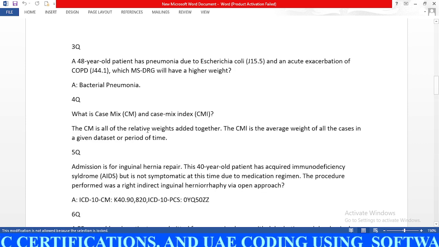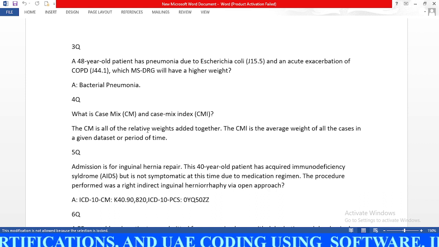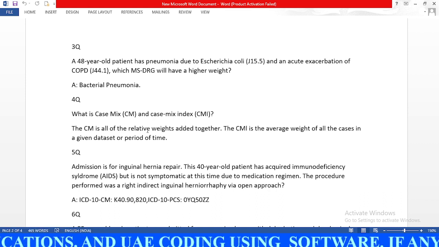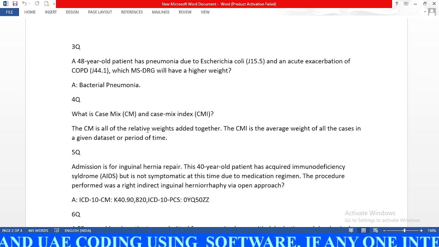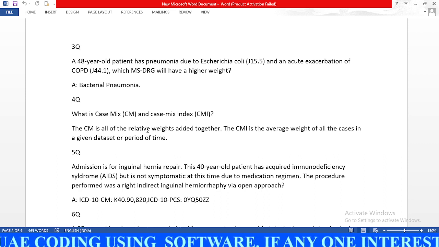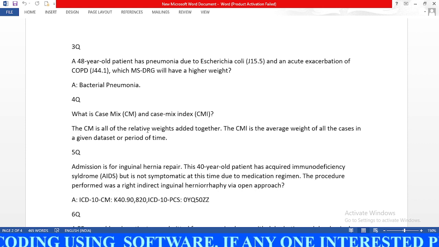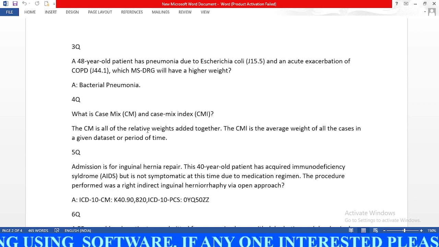Our next question, a 48-year-old patient has pneumonia due to Escherichia coli and an acute exacerbation of COPD. Which MS-DRG will have a higher weight? Our answer, bacterial pneumonia.